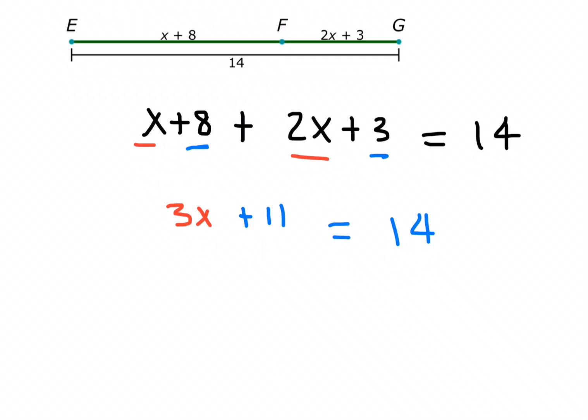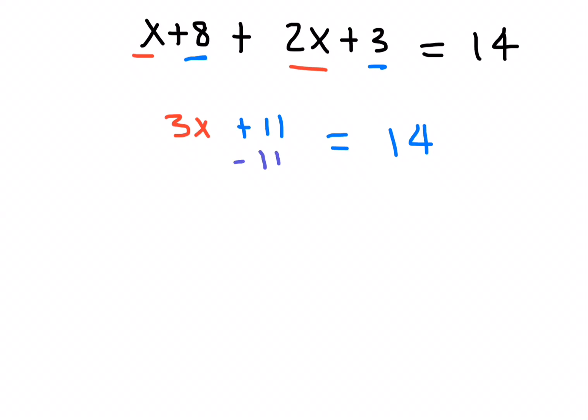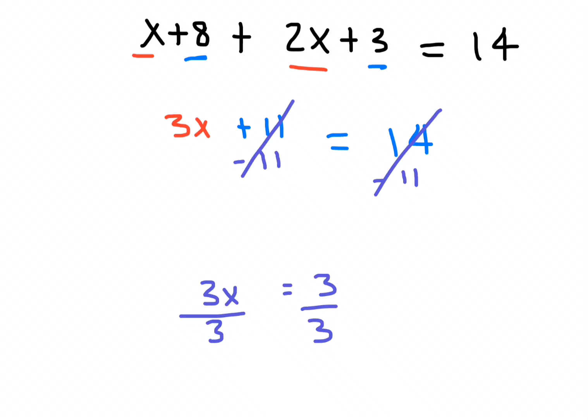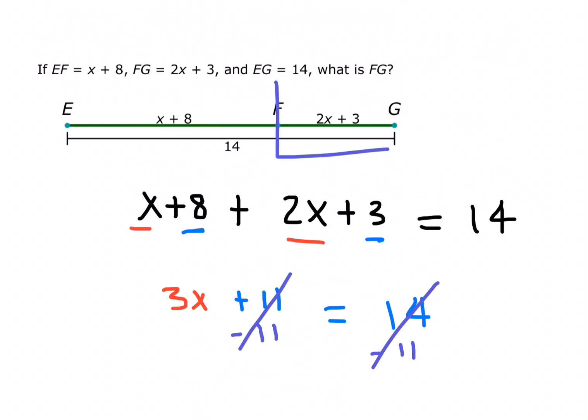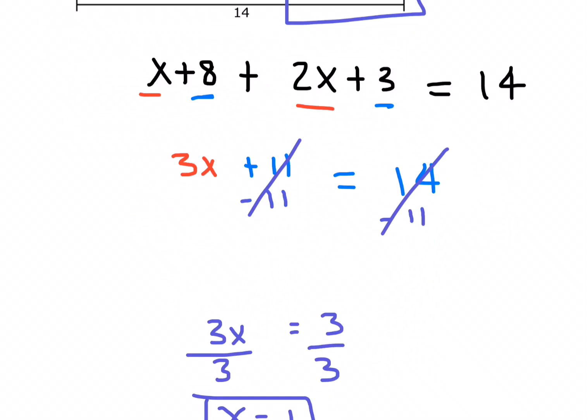Gotta get rid of my 11, so I'm going to say minus 11, minus 11. That cancels out. 14 minus 11 gives me 3. 3x is equal to 3. Divided by 3, divided by 3, x is equal to 1. Do they want to know what x equals? No, they don't. They want to know what is fg. Fg is 2x plus 3.